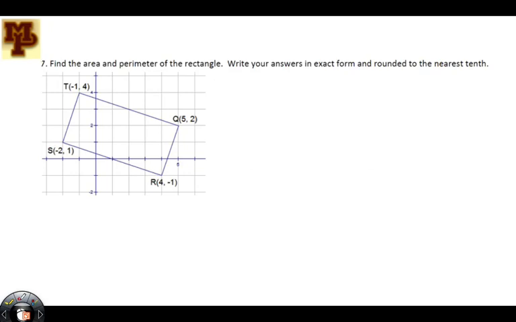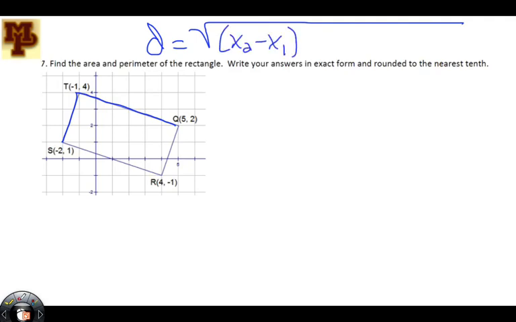Okay, this says find the area and perimeter of the rectangle. First, let's find the perimeter. We need to find some distances, so now we actually do need the distance formula. Here's the distance formula. It's a big ol' square root, and it's x sub 2 minus x sub 1 squared plus y sub 2 minus y sub 1 squared. Alright, let's find some lengths here. Let's find ST.